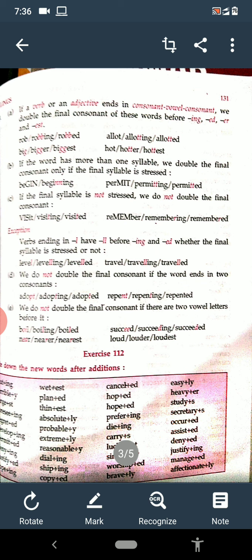Okay? Now come downside. It's exercise 112. You see, you have done it also. Write down the new words after additions. Put plus ing. Then it is putting. PUTTING, putting. Wet plus est, it is wettest. WETTEST, cancelled.